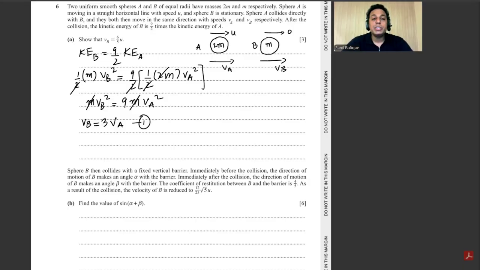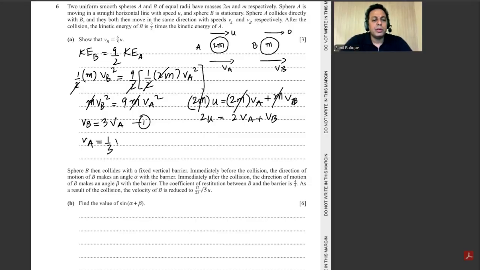I need another equation now because I need to get rid of this V_A. So from the conservation of linear momentum, we know that momentum before collision will be equal to momentum after collision, plus M V_A. Divide throughout with M. 2U is going to be 2 V_A plus, oh, my bad, that's going to be V_B. V_B. All right, so let's make V_A subject.